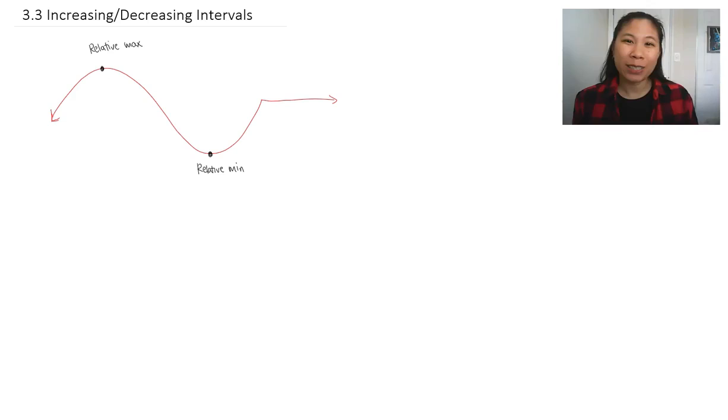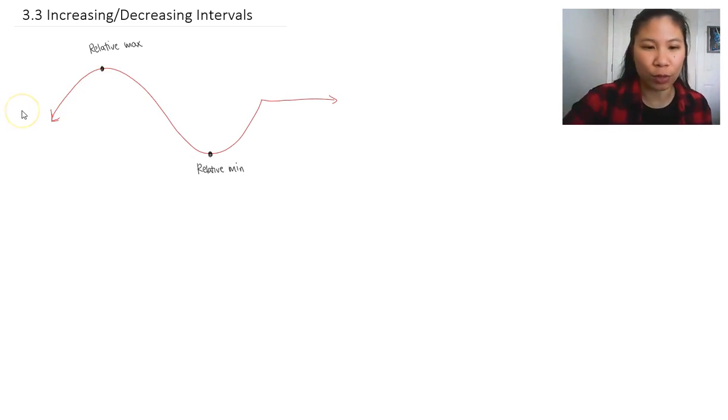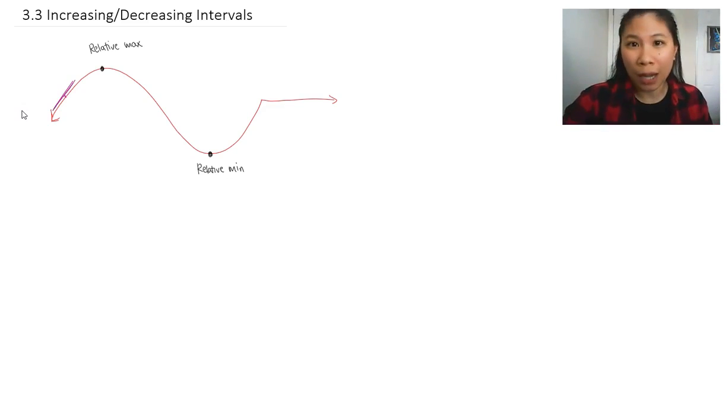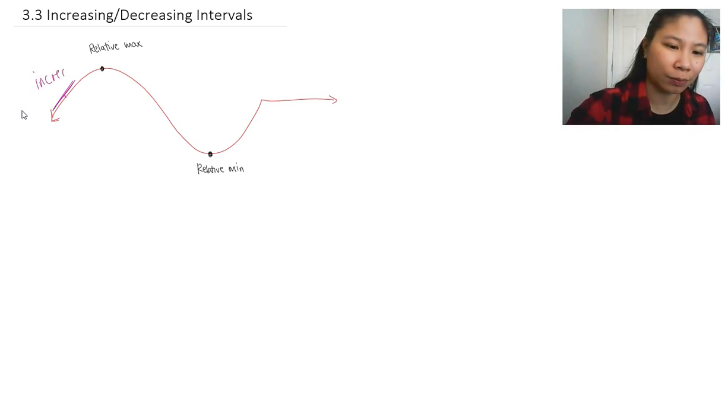Now, when we talk about increasing or decreasing intervals, remember, whenever we read, we go from left to right. So looking from the left side of the graph, heading towards the right, you can see as we follow the graph, it's going up first. And if you want to get even more technical, if we were looking at this point right here, the tangent line, if we drew a tangent line right there, would have a positive slope because it's going upwards. So anywhere where the slope of the tangent line is positive, that counts as increasing.